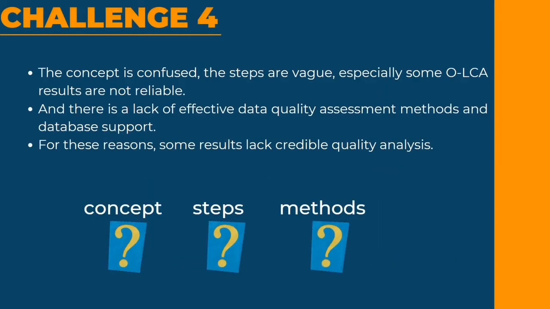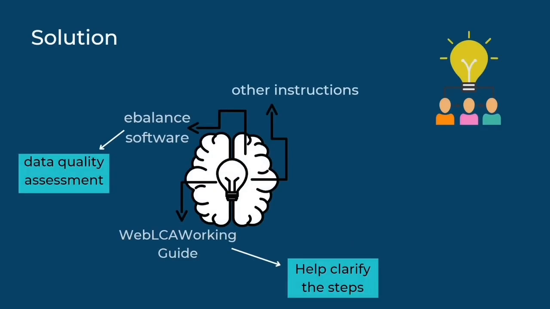And challenge 4. The concept is confused, the steps are vague, especially some O-LCA results are not reliable, and there is a lack of effective data quality analysis methods and database support. For these reasons, some results lack credible quality analysis. So, the solution: we can combine three materials. The first one is ebalance software. This one can help data quality assessment, and the web LCA working guide can help clarify the steps and also other instructions.